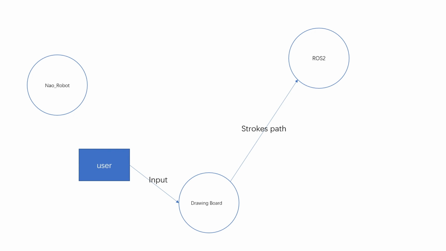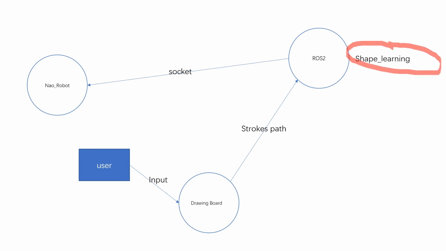The purpose of RS2 is to compile the underlying logic of the robot and manage the control of various functions of the robot. The purpose of the Nao robot is to use the handwriting information transmitted from the drawing board to learn from the algorithm, so that the robot itself can follow the user to draw the same handwriting.